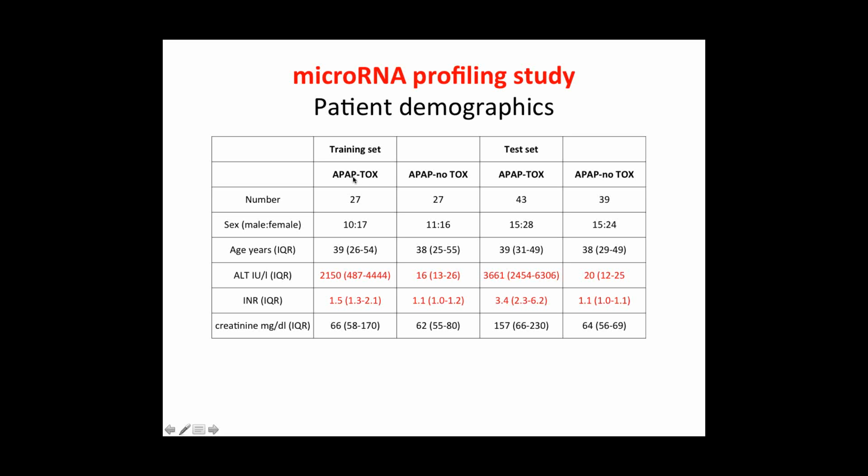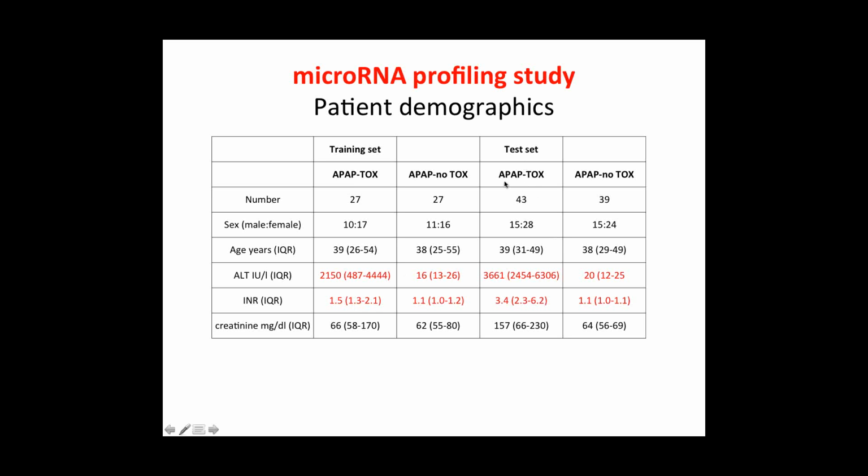Patients who took acetaminophen overdose and developed liver injury, they are APAP tox, and patients who took acetaminophen overdose and didn't develop liver injury. So in the training set, there are 27 of each. Their age and sex matched. The patients with toxicity, by definition, had an elevated ALT, the current liver biomarker, and they had a degree of coagulopathy as measured by INR. So INR is a measure of blood coagulation, and it's a readout of liver failure.